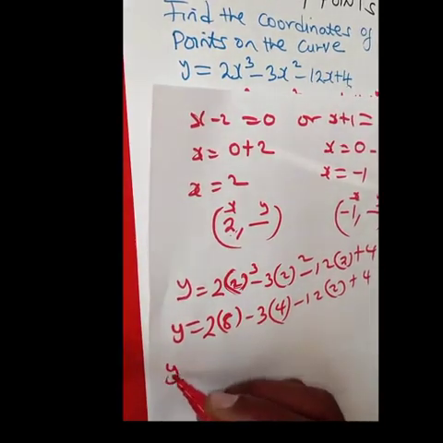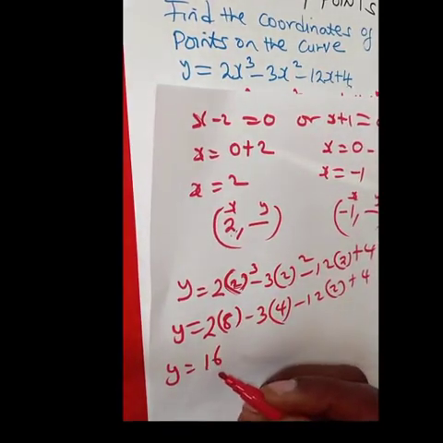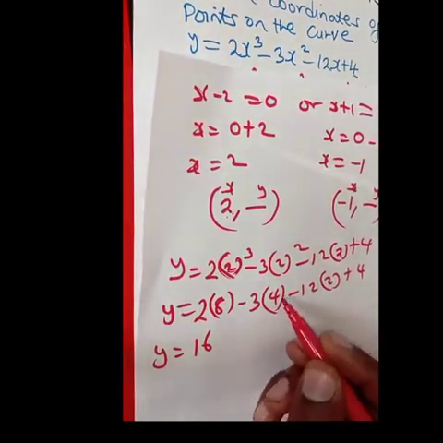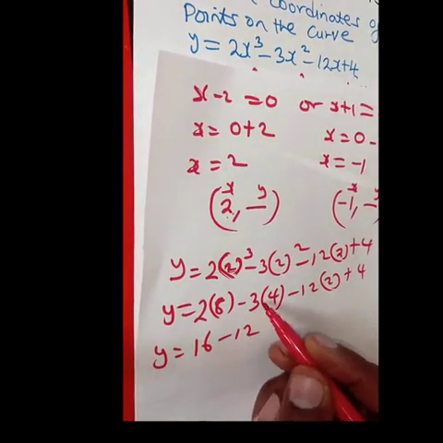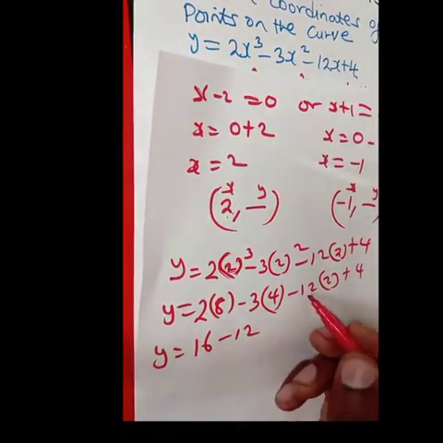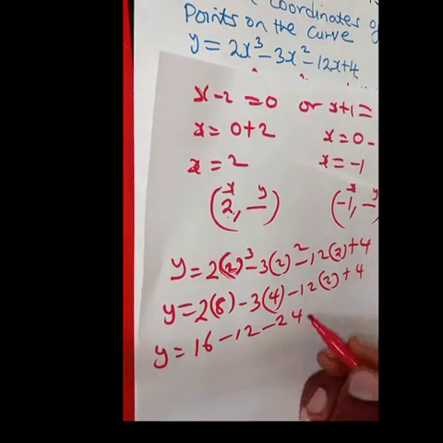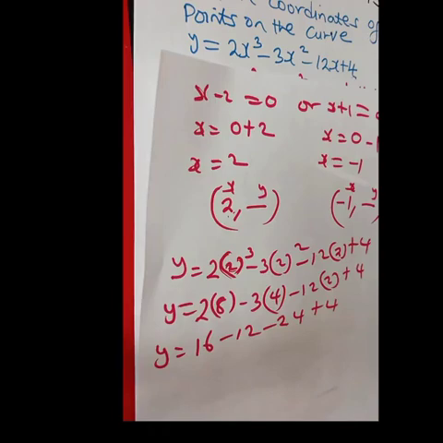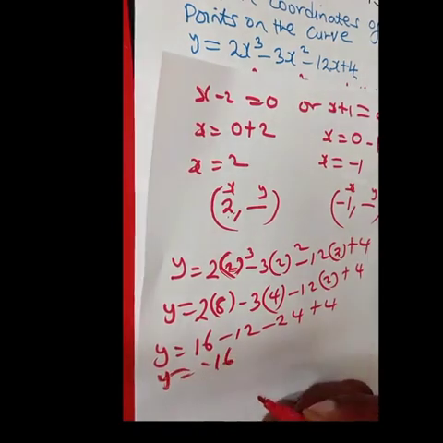So next step, 2 times 8 is 16. And 3 times 4 is 12, so negative 3 times 4, negative 12. Negative 12 times 2, negative 24. Plus a 4. This is paper 2, you are free to punch. If you punch this one, 16 minus 12 minus 24 plus 4, it will mean negative 16. So y is negative 16.